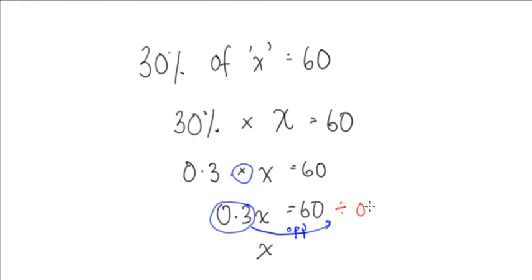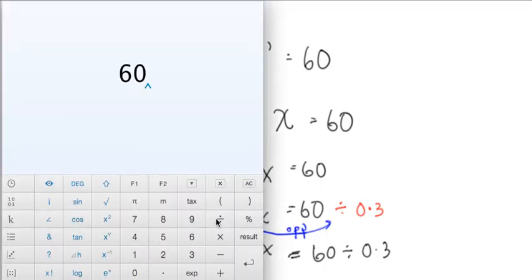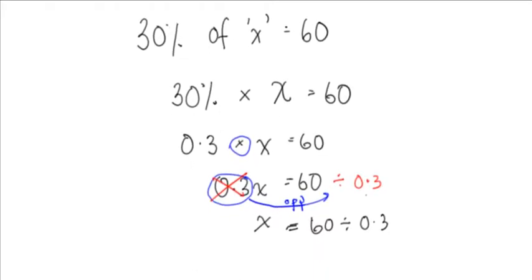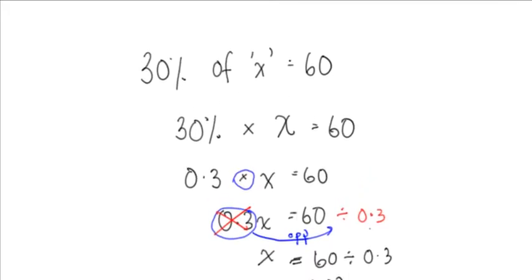Divided by 0.3. So now we can say we've moved it. And the answer is x is equal to 60 divided by 0.3. And then you just take your calculator and you punch it in. Divided by 0.3. And the answer is 200. X equals 200. So we can basically say that 30% of 200 is equal to 60.